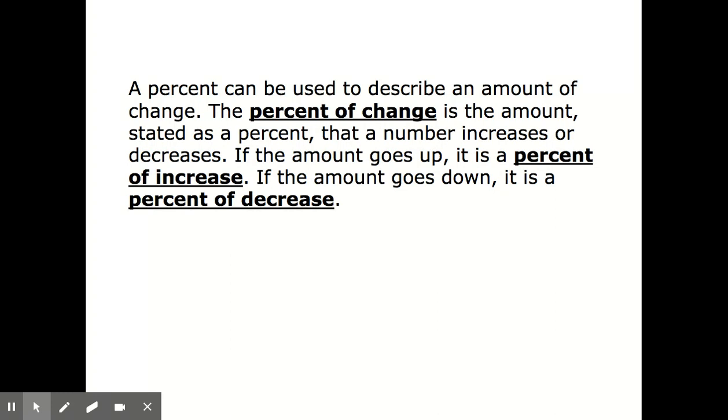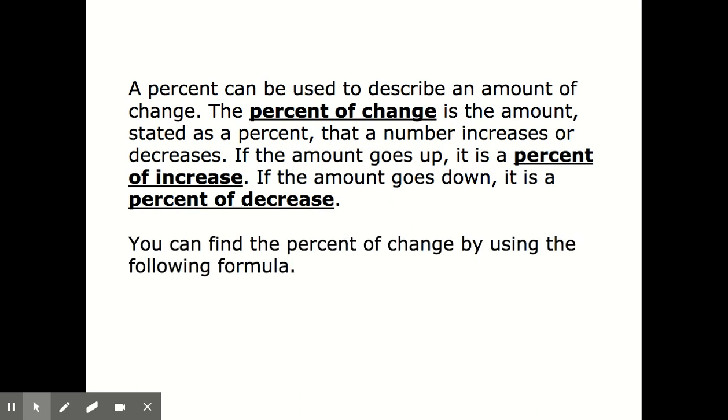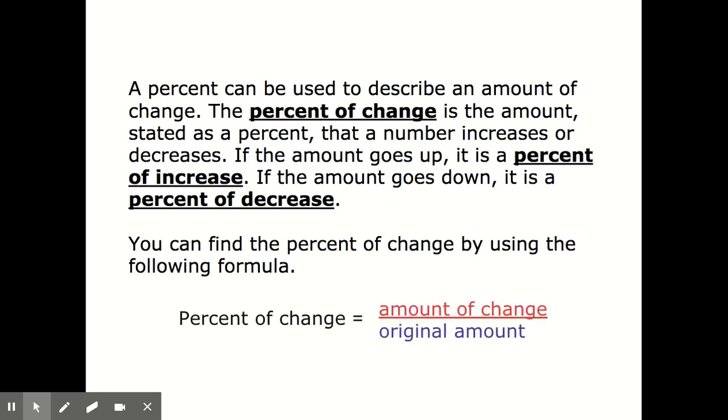The percent of change is the amount stated as a percent that a number increases or decreases. If the amount goes up, it is a percent of increase. If the amount goes down, it is a percent of decrease. You can find the percent of change by using the following formula. Percent of change equals the amount of change divided by the original amount.